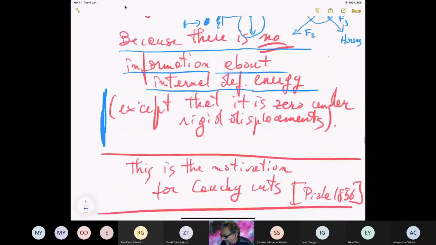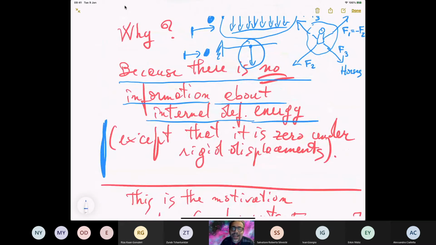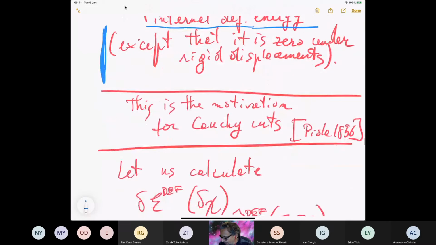Mathematically speaking, how can you characterize equilibrium without knowing the shape of internal force or deformation energy? You cannot. Okay, so these may only be necessary conditions.